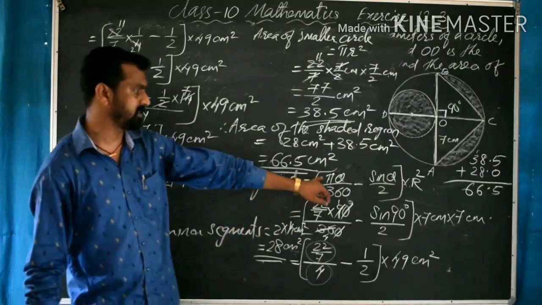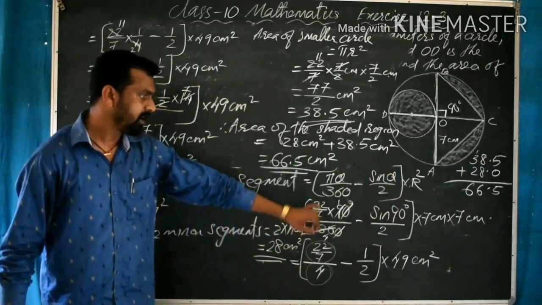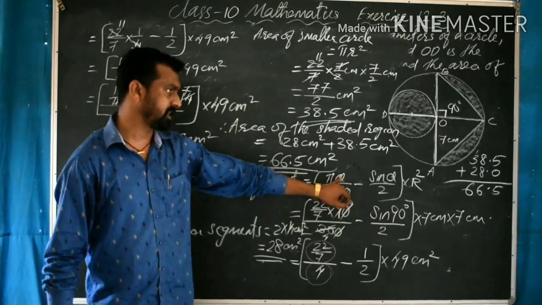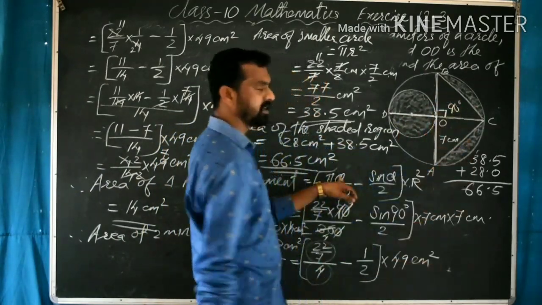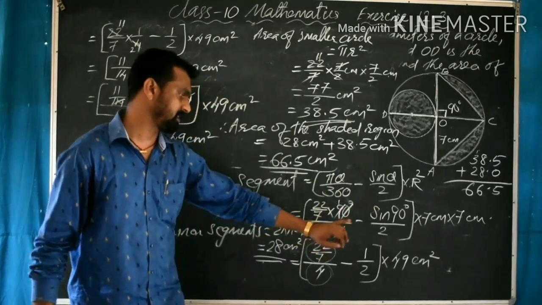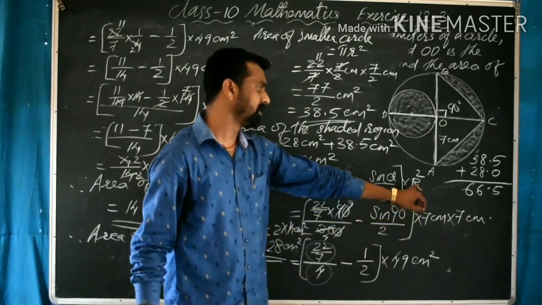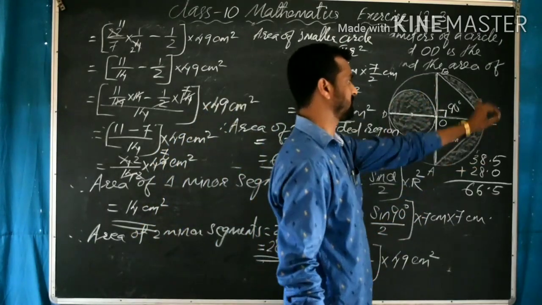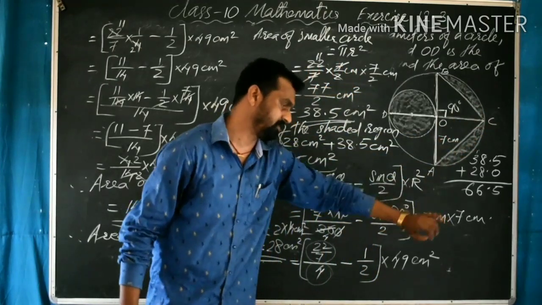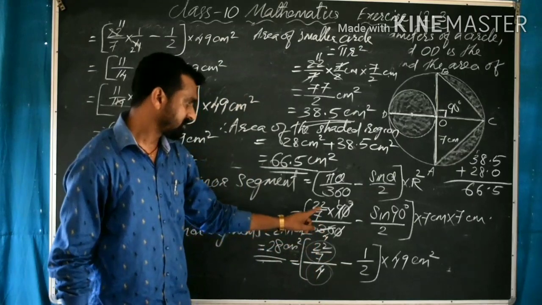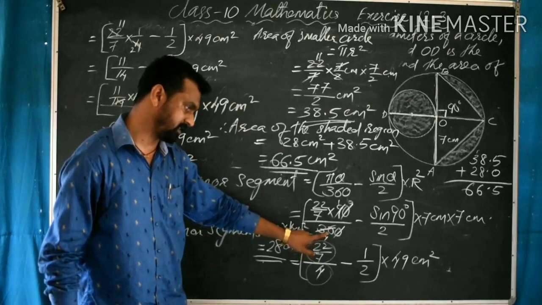Area of one minor segment is equal to pi theta divided by 360 minus sin theta divided by 2, into r square. Pi is 22 divided by 7, into central angle theta, it will come 90 degree because diameters are perpendicular to each other. So 90 degree divided by 360 minus sin 90 degree divided by 2, into r square, that is the radius of the large circle, 7 centimeter into 7 centimeter. Then 90 divided by 360 we can cancel, 9 divided by 36, that is 4.